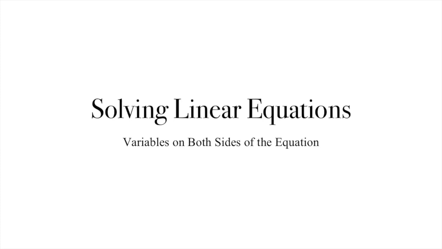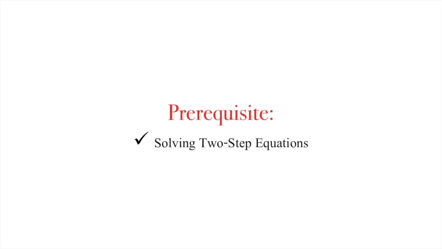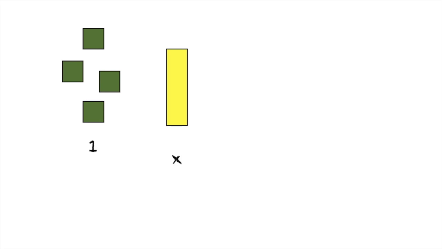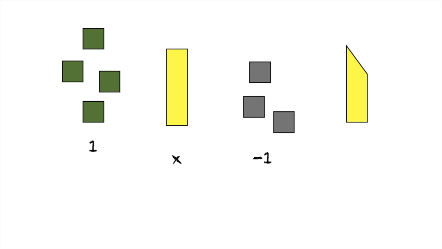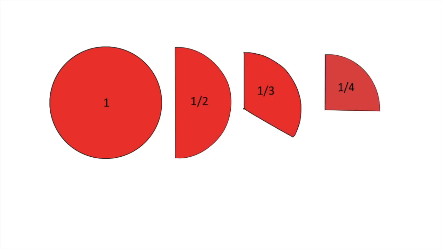Now we will have solving linear equations with variables on both sides of the equation. For this work, it is important that we have done solving two-step equations. Again, we have our materials. We have our unit tiles, our x pieces, our negative unit tiles, and then we also have our fraction pieces.